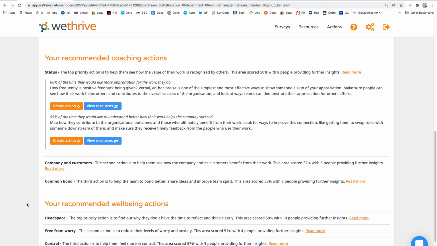So if, for example, a team scores low in control, it may be because they lack the necessary resources to get all of their work done. So you'll start to see how all of the areas are interconnected. You can view your top priority actions along with the average score for the area and the number of people who gave further insights in that area. That is, the number of people who scored the area as one of their lowest scores and therefore were given the follow-on questions on the second page of the survey to find out how it could be improved. So you can start to get an idea of how many people in your team are finding something particularly challenging.